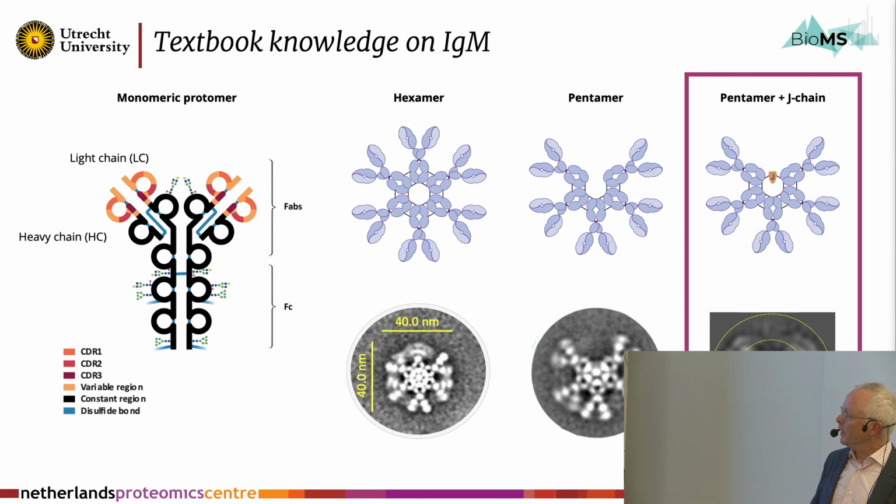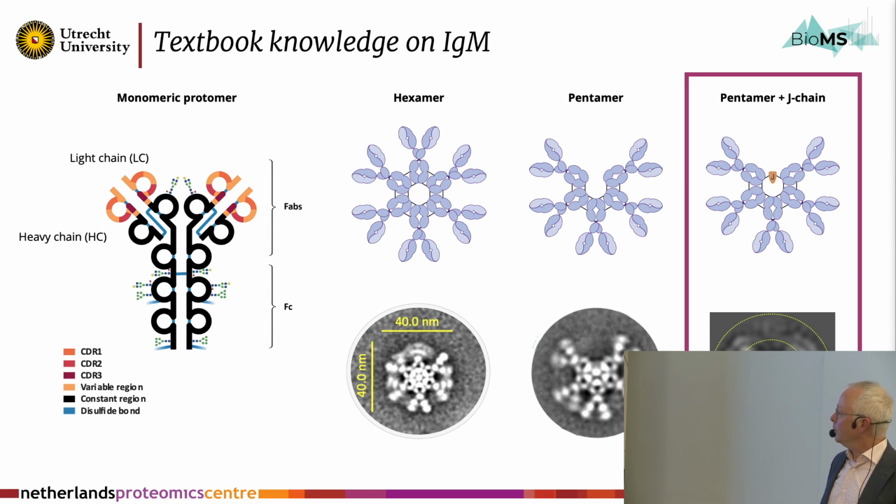IgM is more complicated, it has many more glycosylation sites. And then 5 or 6 of these form this huge structure, and all these black lines are then disulfide bridges in these structures. Now, this is an important molecule. It's the first antibody that you make in response to a pathogen. So it's also been studied quite a bit.